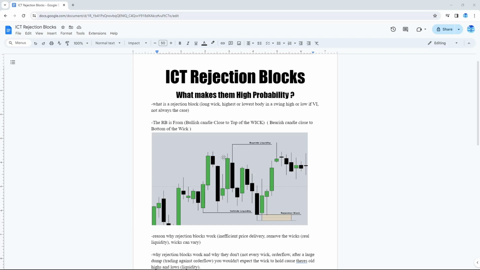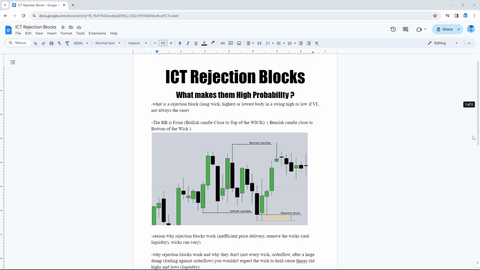All right, and if you don't see the rejection block, you're maybe asking yourself, what is a rejection block? Okay, the rejection block is a long wicked candle, which is going to be the highest or lowest body in a swing high or swing low. Okay, and obviously if we have a VI, it's not always the case though. The rejection block in a bullish form is going to be from the candle close to the top of the wick, with the bearish going to be from the candle close to the bottom of the wick.